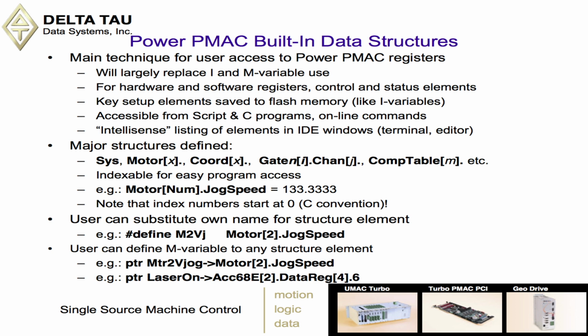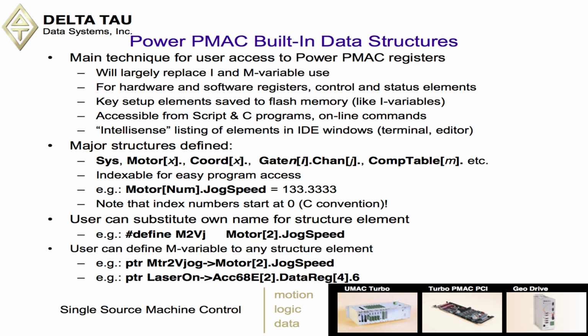We've added built-in data structures, and this is the main technique for your access to the key Power PMAC registers. They will largely replace, if you've used the Turbo, the old I and M variable use. These cover both hardware and software registers, control and status, giving them English language names that are useful. Key setup elements are saved to flash memory, as always, so they come up every time automatically. These are available from both script and C programs. They're automatically included for your C programs with the proper header file. And we have an IntelliSense. So if you're not sure exactly what the name is, was it jog speed or jog velocity?